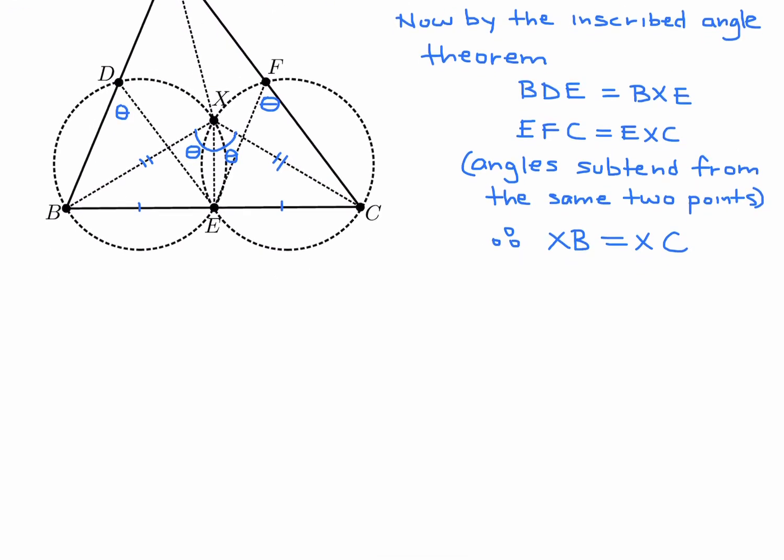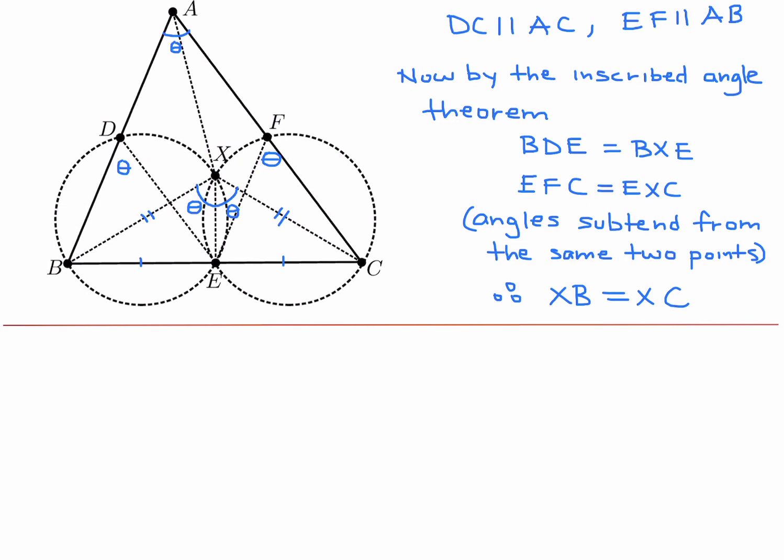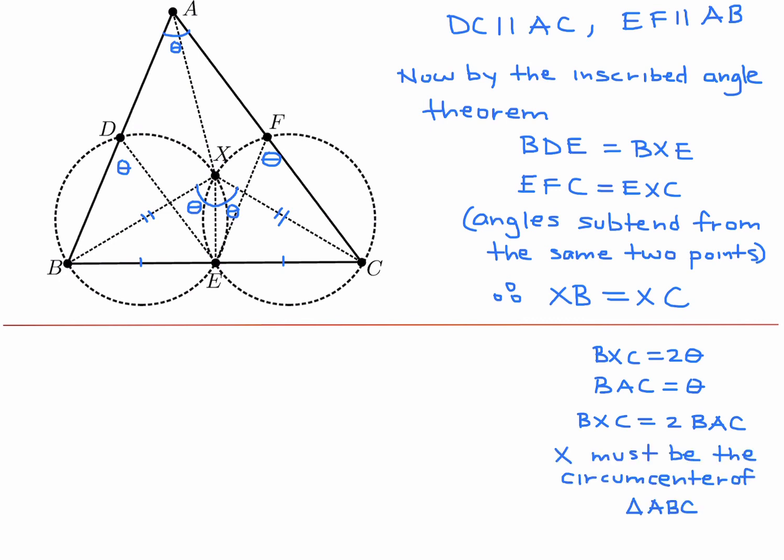Now we move forward and we start talking about the inscribed angle theorem again. And if you notice, this angle right here from there to there is 2 theta, and that is BXC. But then notice this angle, which is BAC, is theta. And since BXC is equal to 2 times BAC, that tells me that X, this point, must be the circumcenter of triangle ABC. Essentially what that means is that if you draw a circle circumscribed around ABC, X is the center of that.